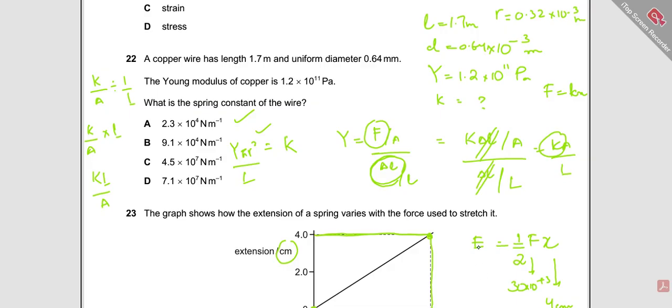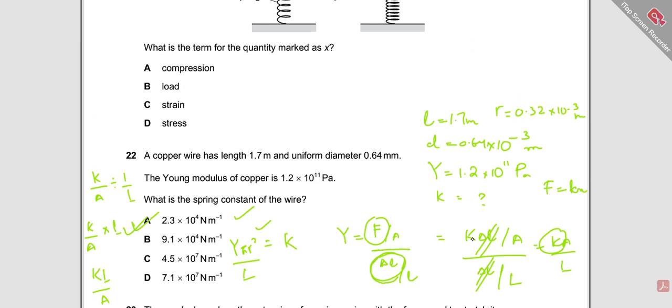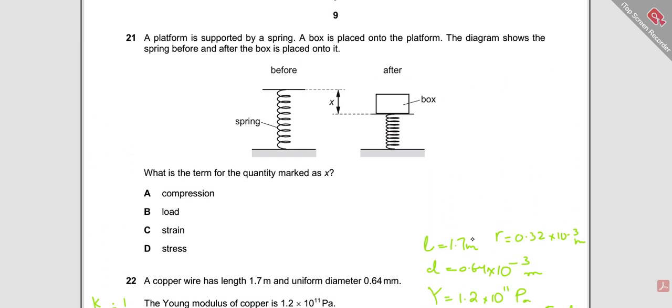Here we go. The final answer we have is 2.27 times 10 raised to the power 4, or we can say it is 2.3 times 10 raised to the power 4 newtons per meter. This right here is the correct answer, option number A. Let's solve one last MCQ, that is 21, and then we'll cover maybe the first 20 in another video, because I for some reason know that you are going to leave this lesson just because you see so many minutes in there. Now 21 says a platform is supported by a spring.